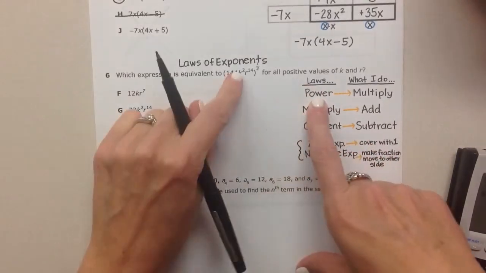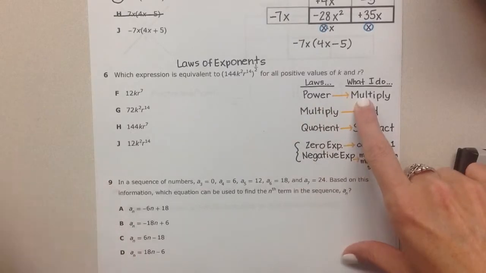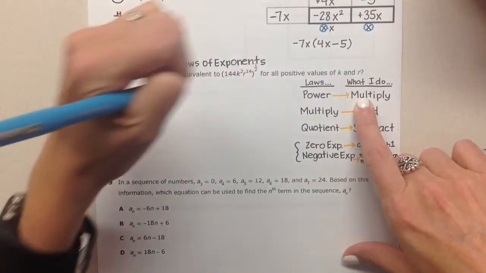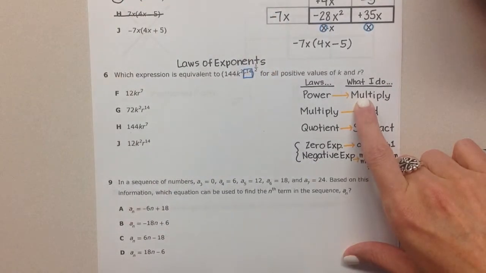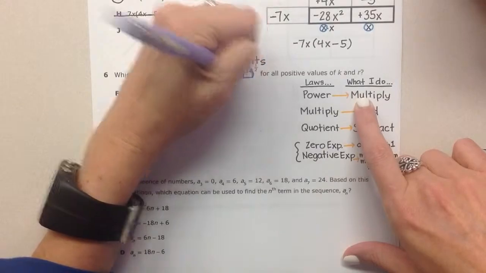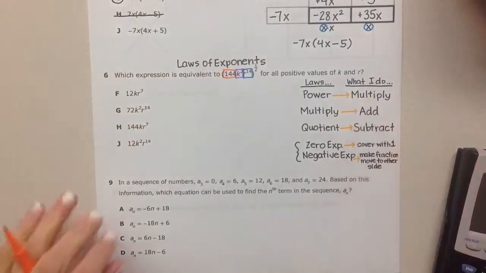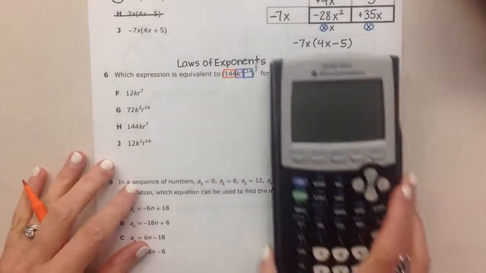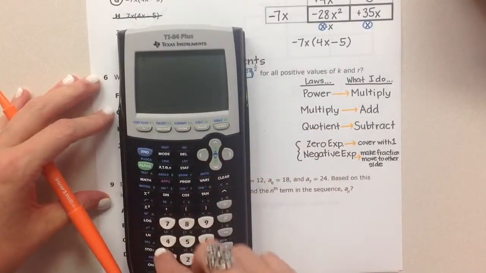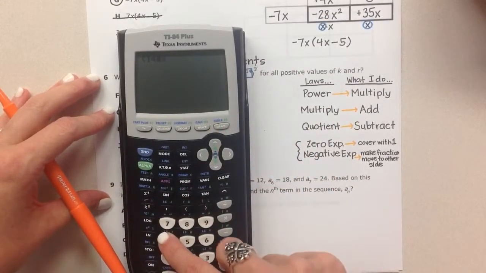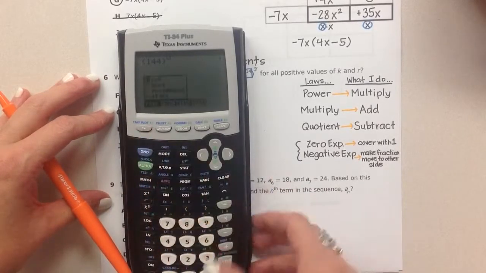So I'm going to look at power law. That means do I have something in parentheses raised to a power? And I do. So that means I am going to multiply all of my variables with exponents. I am also going to multiply the number itself to that power of 1/2. So I'm going to start with 144. I am going to use my calculator, and I'm going to type it in parentheses, because that number is in parentheses to start off with, to the power of 1/2.